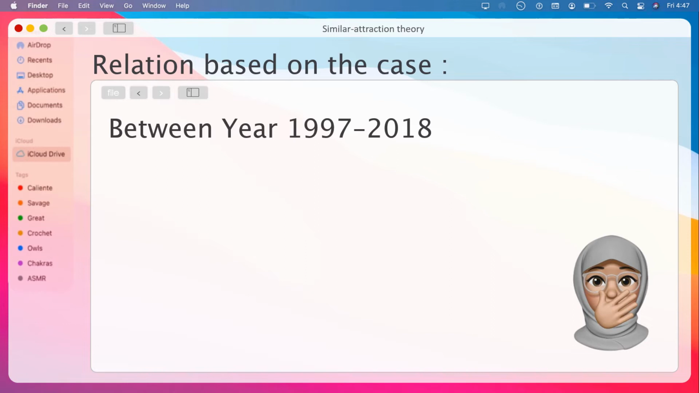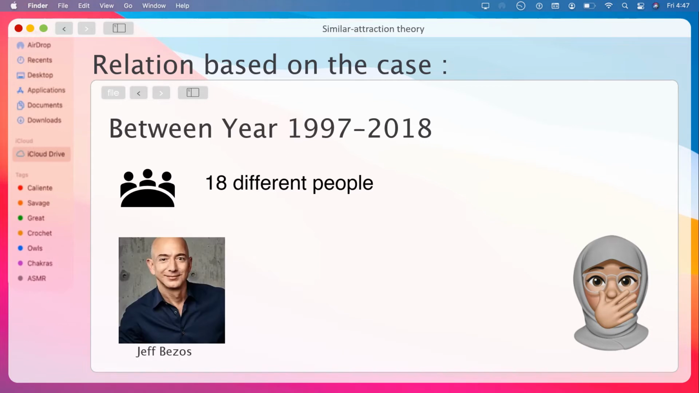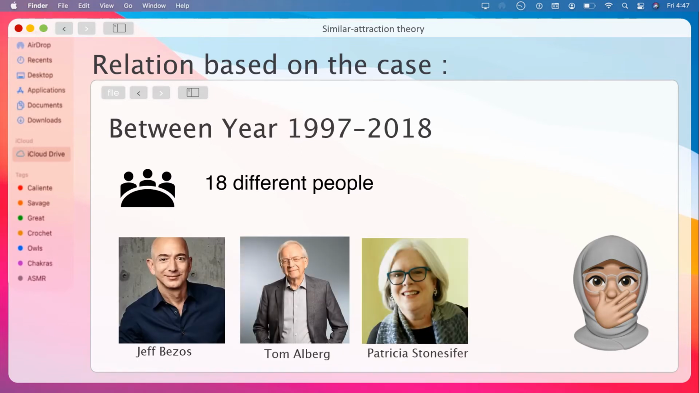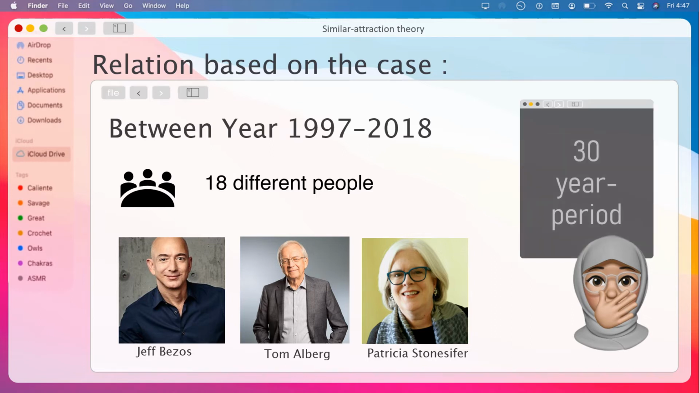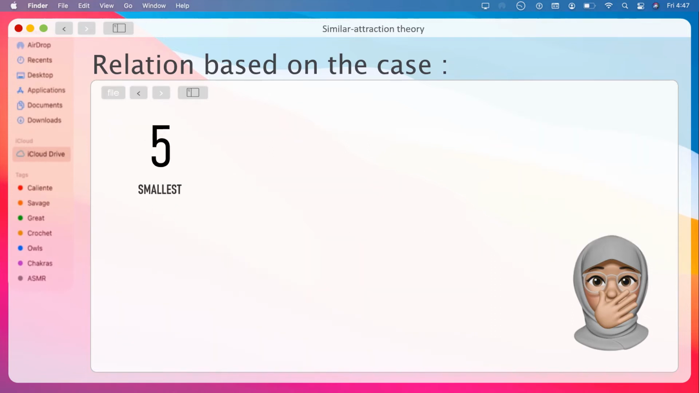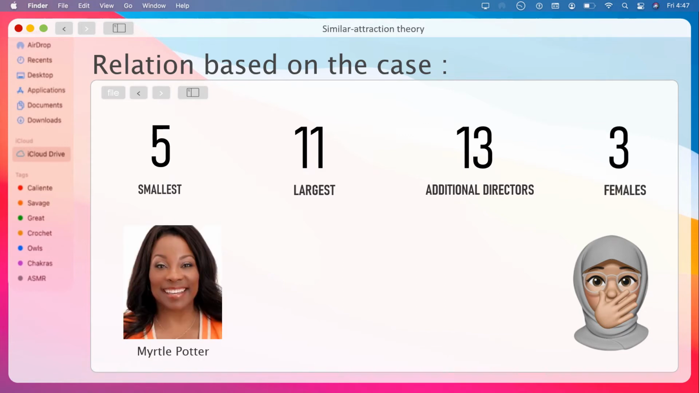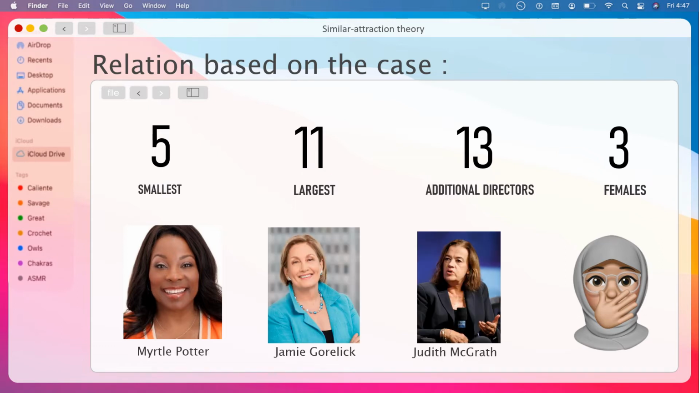Between 1997 and 2018, 18 different people had served on Amazon's board during the company's lifetime, including Bezos as chairman, Albert, and Stonesifer, all three serving for the entirety of the 30-year period. The board at its smallest had 5 directors, and its largest had 11 directors. Of the 13 additional directors that rotated through the board during this time period, only 3 were female: Myrtle Potter, the only non-Caucasian board member, Jamie Gorelick, and Judith McGrath.